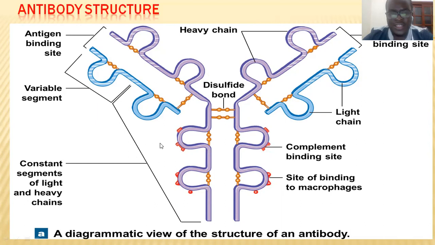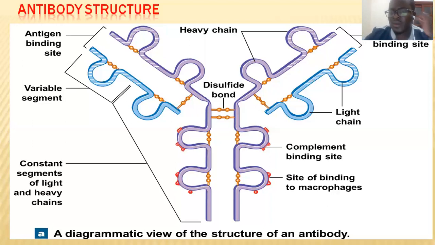Then you also have other sites where other things can bind. For instance, the heavy chain has a complement binding site. So the antibody is able to activate a complement protein. Remember, I told you that antigen-antibody complexes can activate a complement protein. So it will have a binding site for a complement. Then you also have another site where macrophages can bind. So the antibodies can also bind to the macrophages. As the macrophages are moving, they are moving with these antibodies. The antibodies are able to bind to the pathogen, which is a bacteria or a virus.